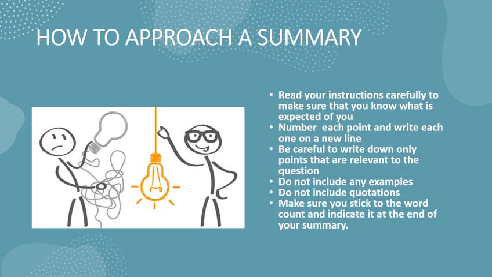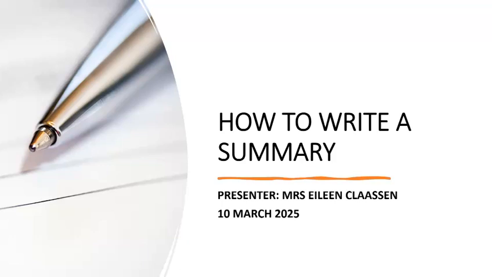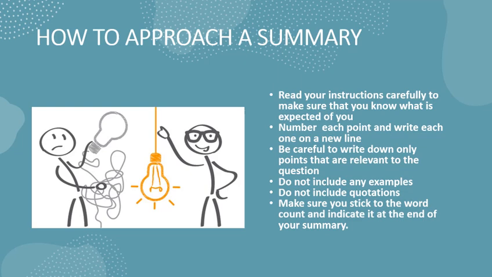Be very careful to write down only the points that are relevant to the question. For example, you've got a text about drug abuse, and the question said, list 7 effects of alcohol on a person's body. Then you're only going to look at those different points. Don't include examples, quotations, adjectives, and adverbs. So you only take the basics when you write your summary.